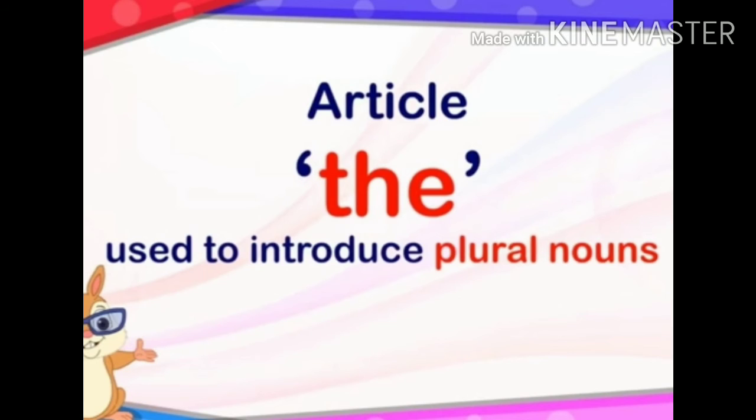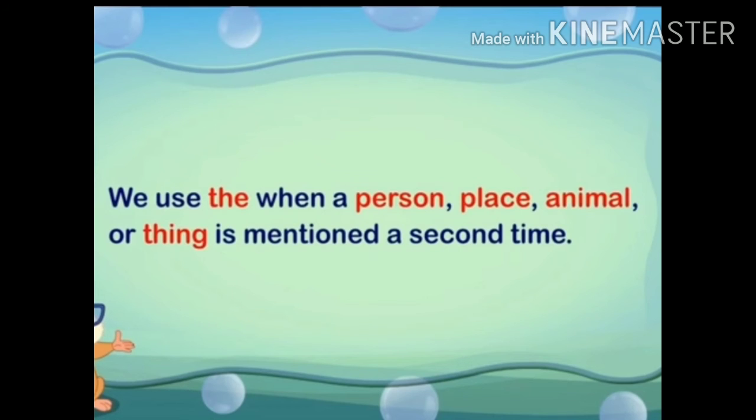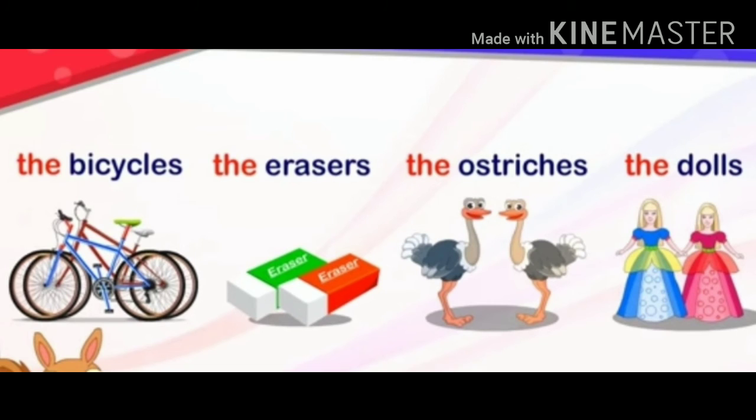Again, we use the article when a person, place, animal or thing is mentioned a second time. Or in simple language, when we speak about particular things, places, persons or animals, we use the article the. For example, you have to see here: the bicycles, the erasers, the ostriches, the dolls. Now have you seen the plural nouns and the particular names of those things? Then we use the article the.